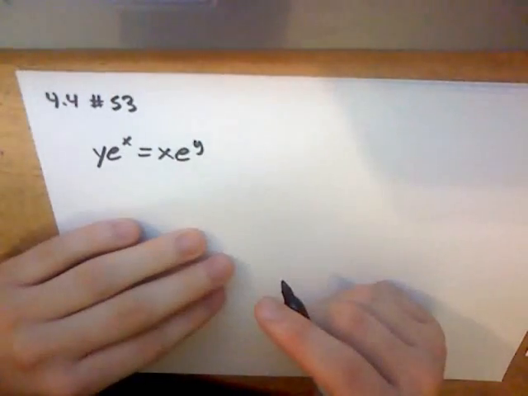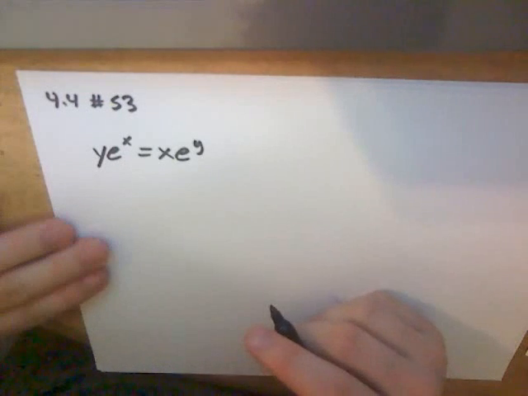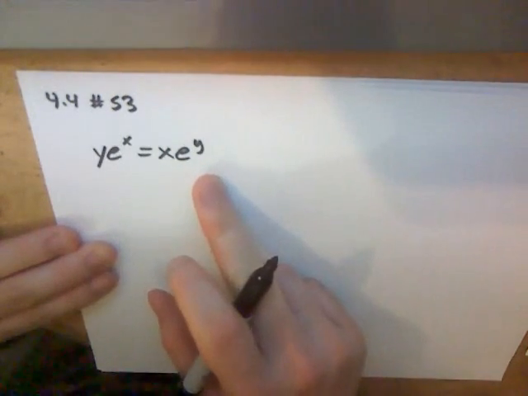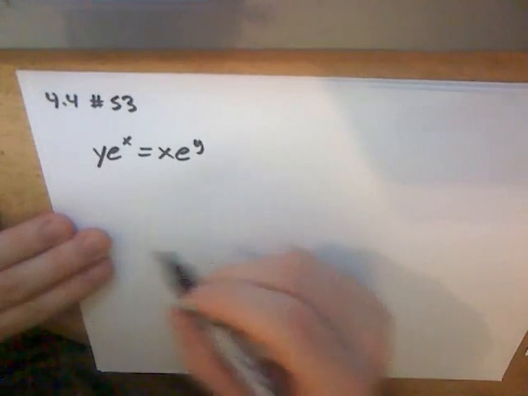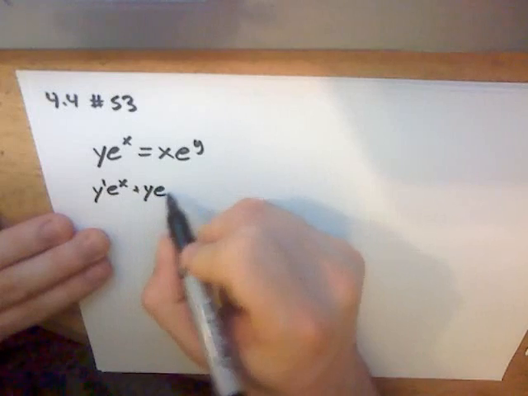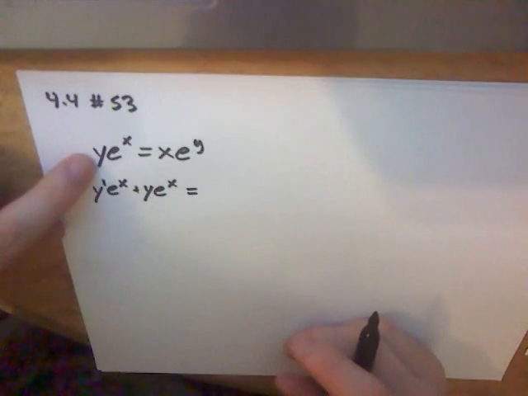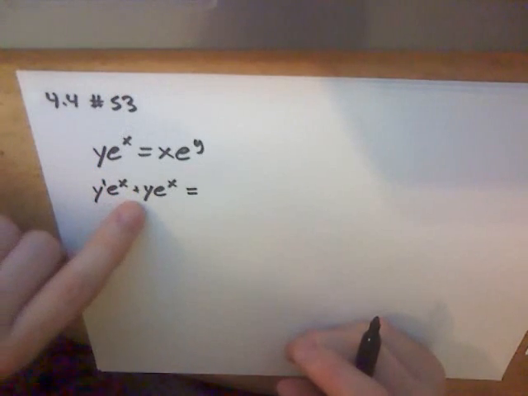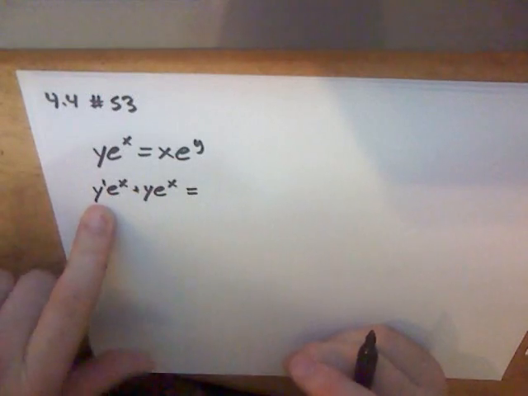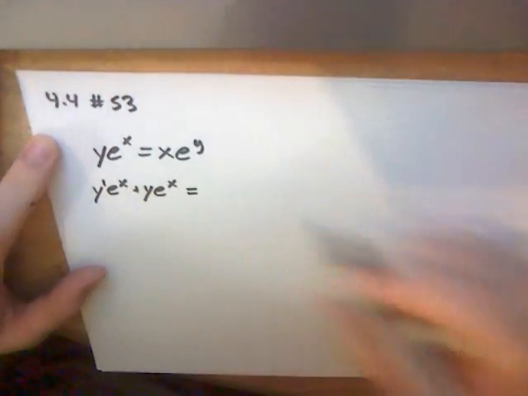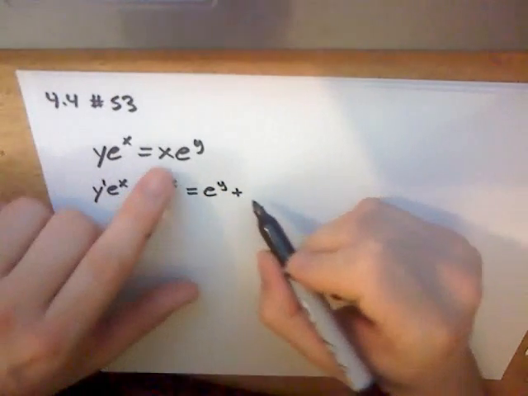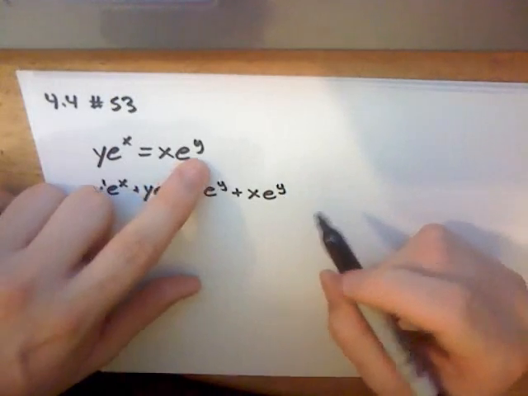Finally, 4.4, number 53, we're going to derive using implicit differentiation to isolate y prime. So we're given this equation, and the first thing we do is we differentiate both sides using the product rule. On the left side, we get y prime e to the x plus y e to the x, and this is because we derive the first times the second plus the first times the derivative of the second, and the derivative of e to the x is just itself, and the derivative of y is y prime. And then on the right side, the derivative of x is 1, so we're given e to the y plus x times the derivative of e to the y, which is itself, times the derivative of what's inside, which is y prime.